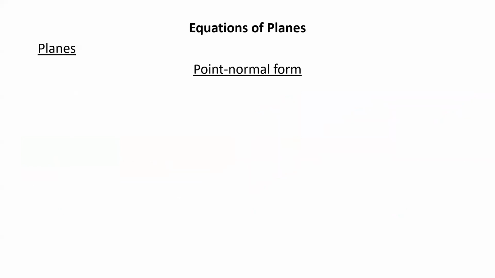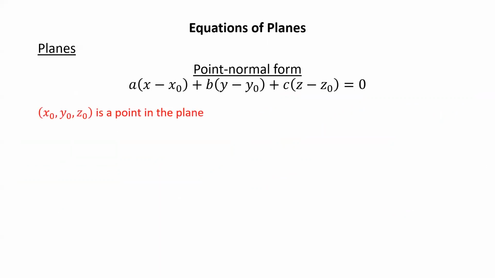Let's look at planes in general now. A particularly nice form to write an equation of a plane in is the point normal form. This equation has the form a times x minus x0 plus b times y minus y0 plus c times z minus z0 equals 0, where x0, y0, z0 is some point in the plane, and the vector ABC is normal to the plane.